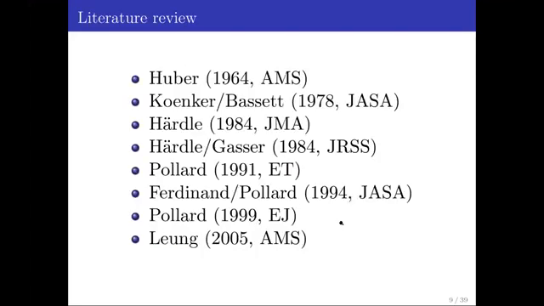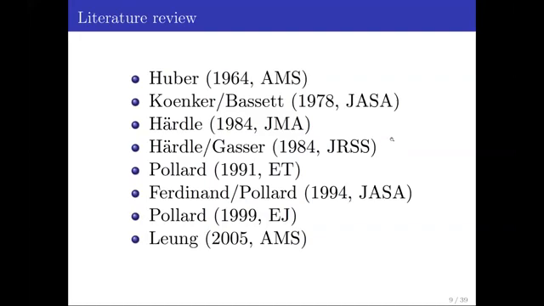this is the literature I went through when preparing this paper. Basically, it has 2 parts. The first part is from 1964, Huber, to 1999. All these papers talk about the general properties of non-parametric methods and also the properties of outliers. And the second part is Leung 2005. Actually, my paper is based on Leung 2005, and my general propositions are just results of adjusting Leung 2005.